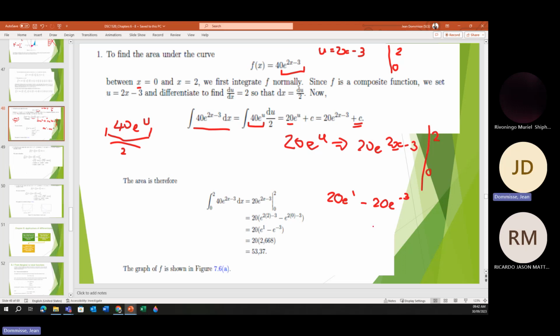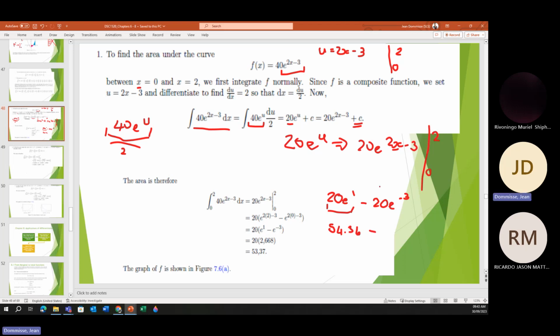Okay, and now you guys can see what they did was to bring out the 20. You don't need to do that. So you could have worked out that answer. So e to the power of 1 is 2.7, and it continues. So that times 20 would have been 45. Dyslexic I am now, it's 54.